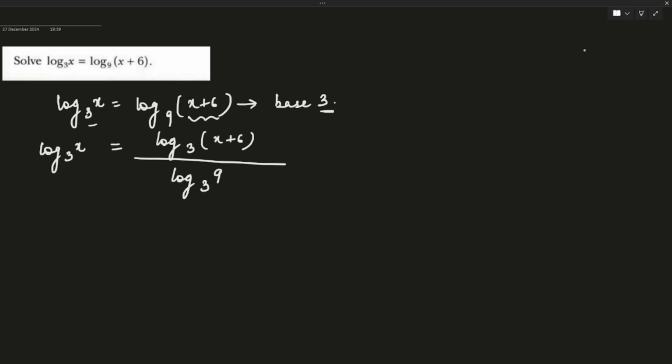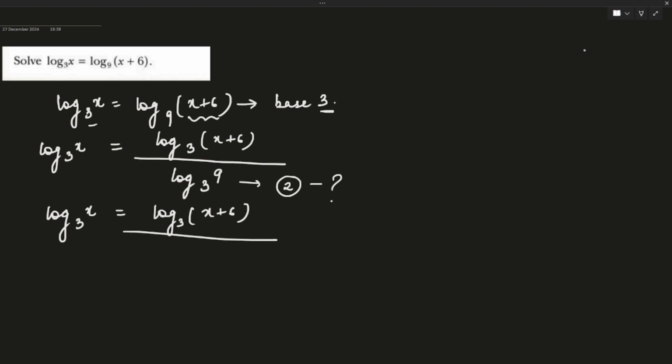log of what was the previous base? 9, to the base 3, which is what we have to change to. So log of x plus 6 to the base 3 upon log of 9 to the base 3. Now we'll write it as log of x to the base 3 is equal to log of x plus 6 to the base 3 upon, now this value will be equal to 2.